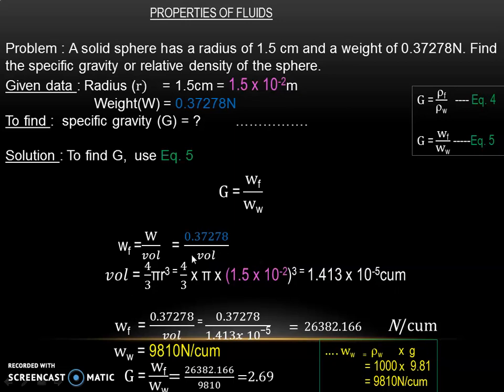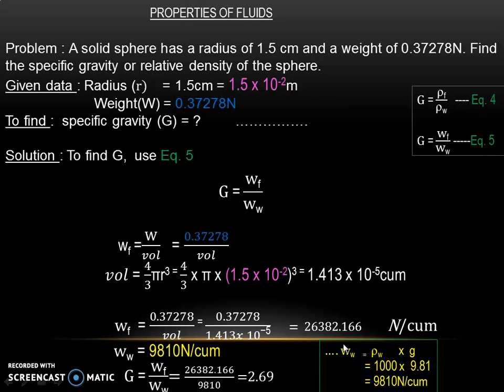So, the unknown value volume is known now. So, we will be able to easily find the value of specific weight. So, specific weight is equal to weight divided by volume, that is 1.413 into 10 raised to minus 5, which will give us the value of specific weight as 26382.166 Newton per cubic meter. So, we know the value of specific weight of fluid and even we know the value of specific weight of water. So, what is the specific weight of water? That is 9810 Newton per cubic meter.